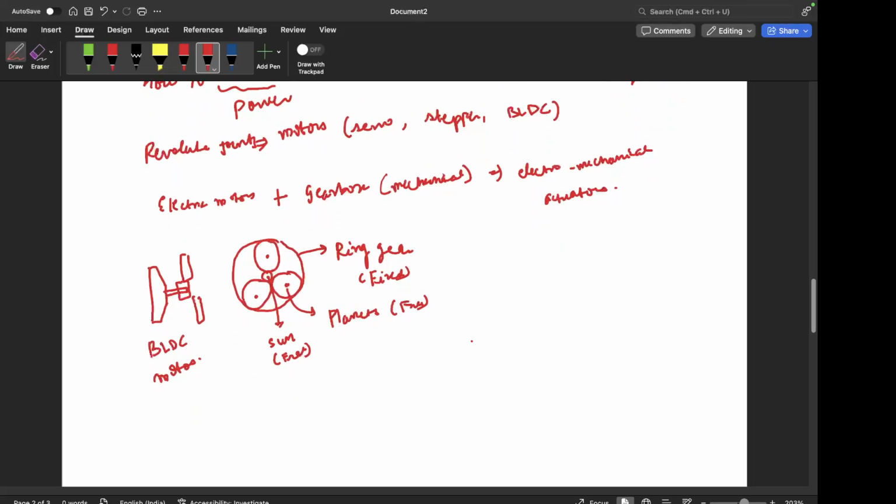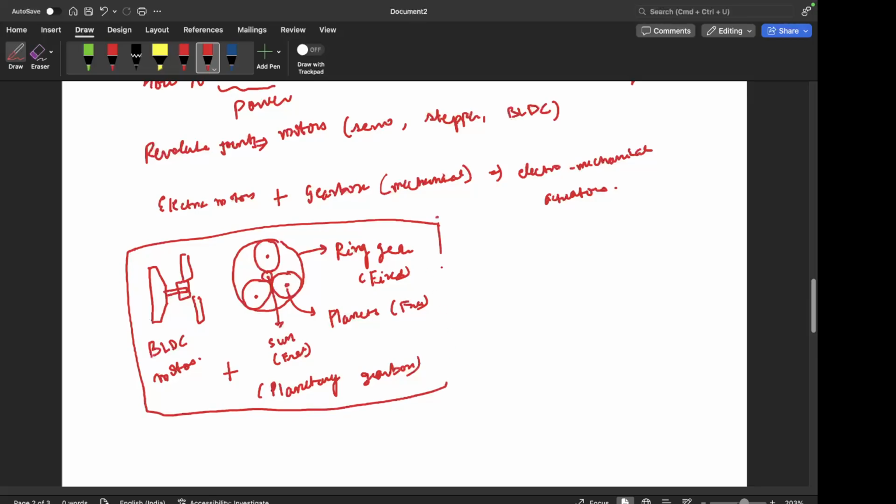Okay, no problem. So this is called a planetary gearbox, right? So BLDC motor plus planetary gearbox, and this entire thing is encompassed in one single casing, right? And here is the output shaft, on which we mount the links. So this is the output connected to links.